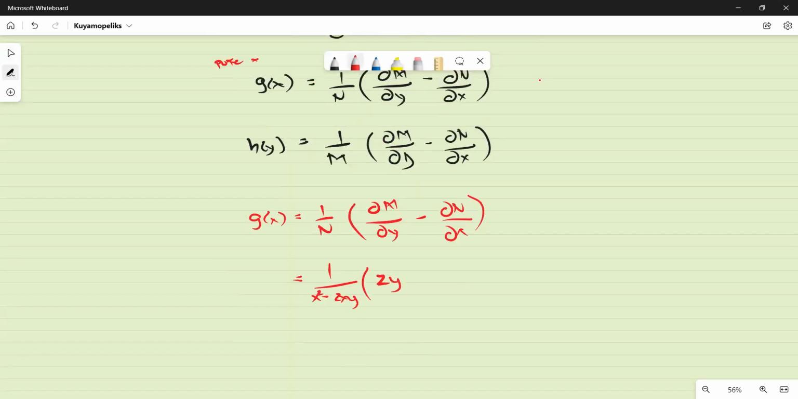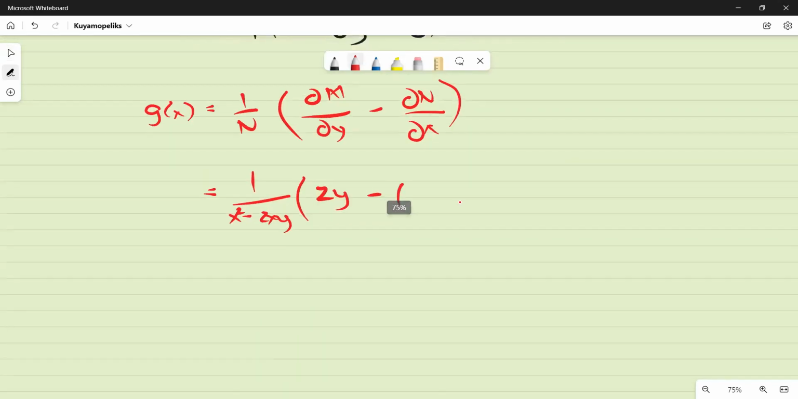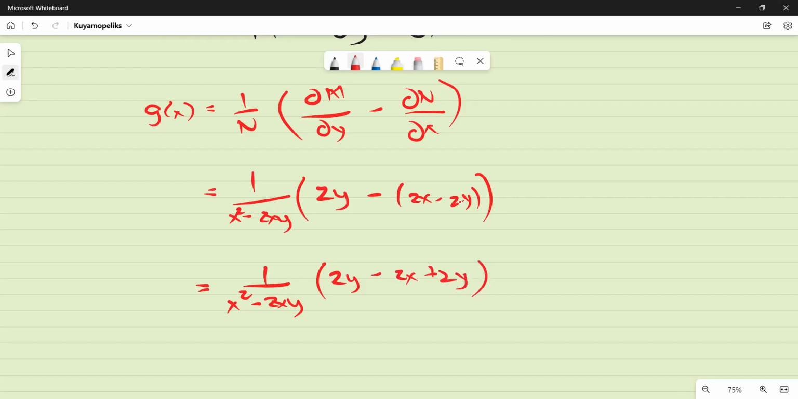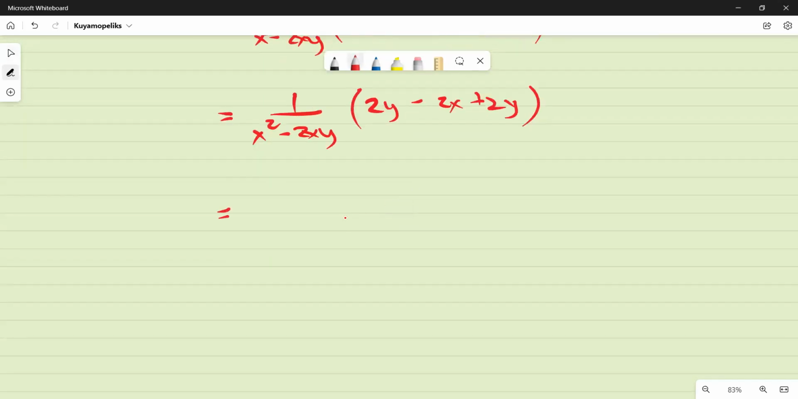So that is 2y minus, we also already have partial of N with respect to x, which is 2x minus 2y. So that is 2x minus 2y. Then let's try to simplify this. So this is 2y minus 2x plus 2y. We can add these to become 4y minus 2x, divided by x squared minus 2xy.